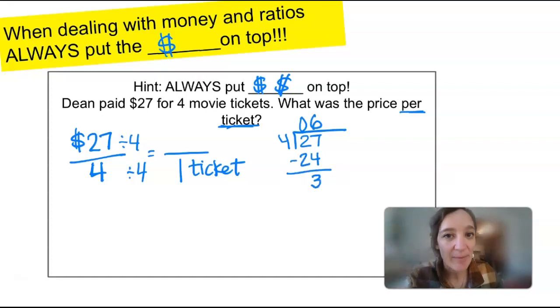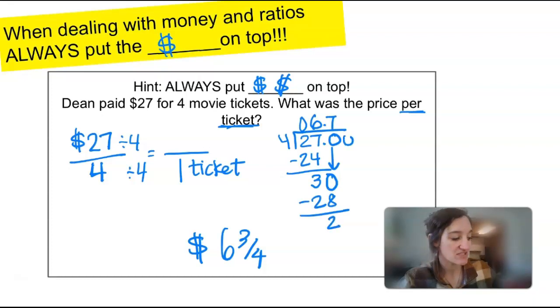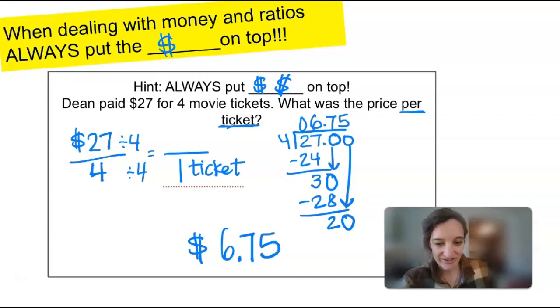Now, because we're talking about money, we're not going to say 6 3/4 of a dollar. That doesn't make sense. So instead, we're going to change it into a decimal by adding a decimal and a 0. 4 will go into 30 7 times. Get a remainder of 2. It's okay, I'm just going to add another 0. 4 will go into 20 5 times with no remainder, correct? So the price per ticket, we're not going to say 6 3/4. We're going to say $6.75. That's not the unit rate yet.